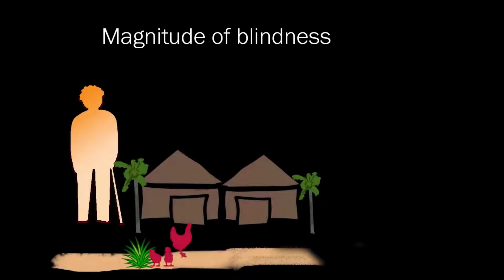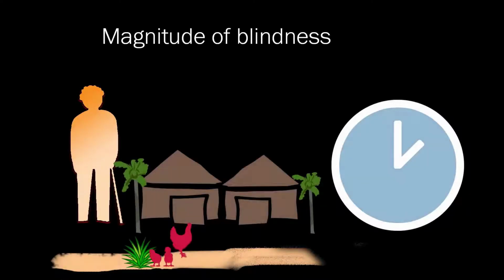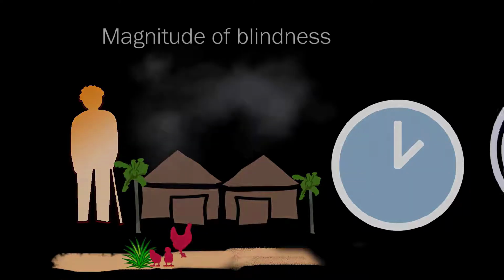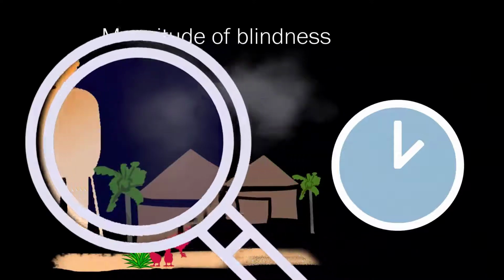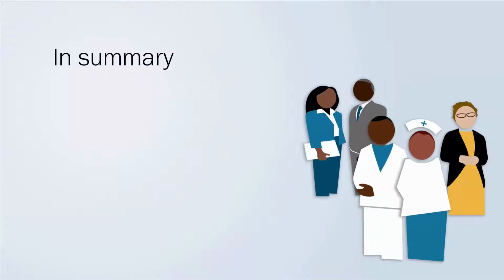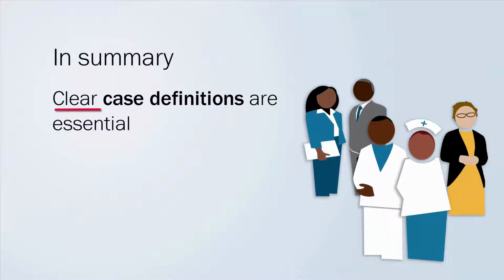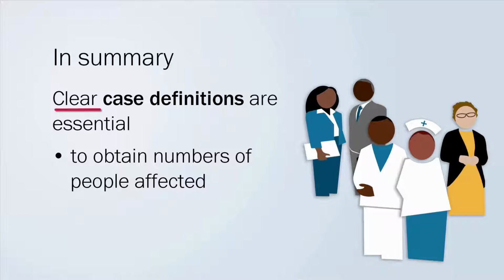Examining the magnitude of blindness in the context of person, place and time is essential to extract meaning from the numbers. It can also provide clues to the determinants of disease and for control options. In summary, it is essential to have clear case definitions for visual impairment and blindness, and to use these to obtain the numbers of people affected and to plan services.